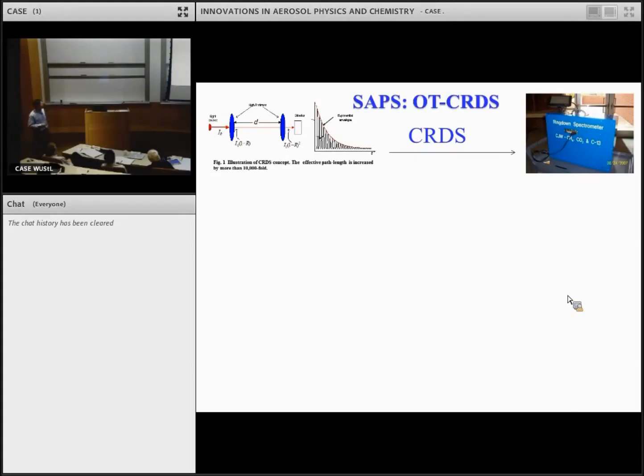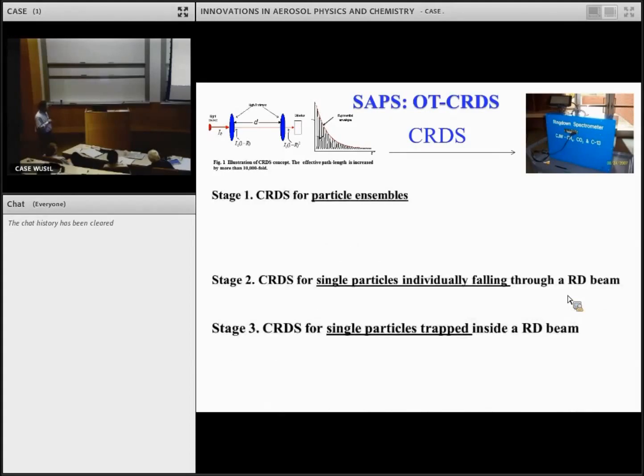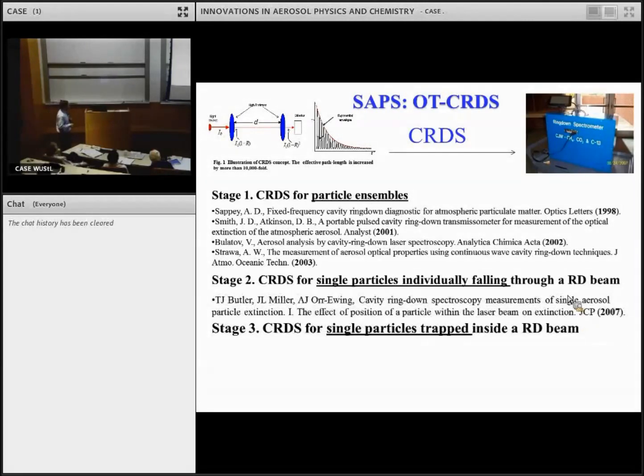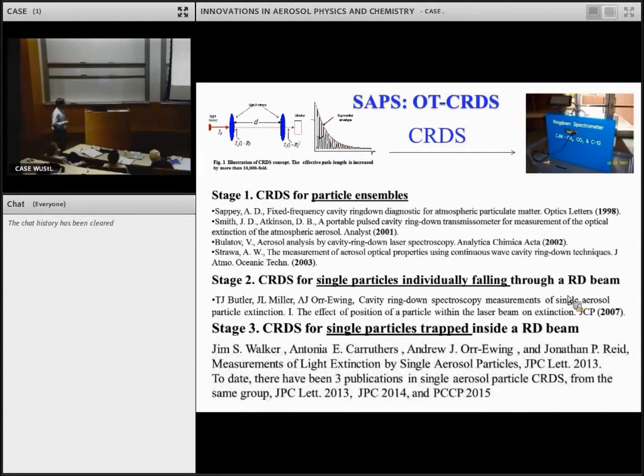In terms of single aerosol particle cavity ring-down, it comes from 3 different development stages. In the early stage, stage 1, cavity ring-down for particle ensembles; the second stage, cavity ring-down for single particles individually falling through the ring-down beam but not trapped; and finally, cavity ring-down for a single aerosol particle trapped in air. These are the first 4 publications for ring-down of aerosol ensembles. The first publication for a single aerosol particle individually falling through the ring-down beam was in 2007 by the Andrew Wang group at Bristol University. The same group reported the first cavity ring-down spectra of a single aerosol particle trapped in air in 2013, followed by 2 separate publications last year and 1 this year.